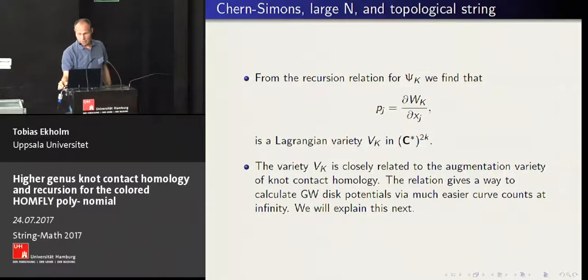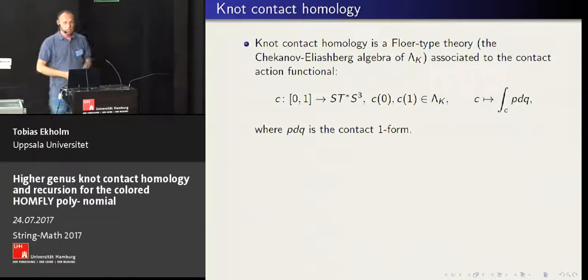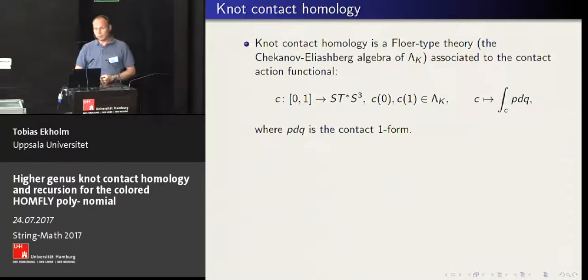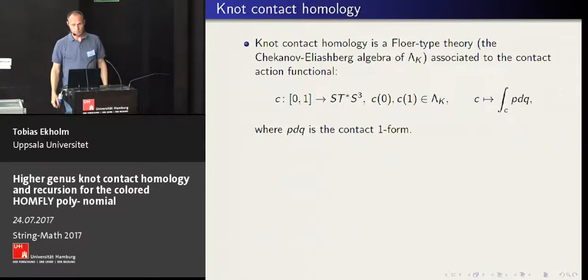So that's the main starting point for all this story. And I will try to explain what this augmentation variety is next. So for that, we need to understand what knot contact homology is. Knot contact homology is a Floer theory, which is known either as Legendrian contact homology or maybe just Chekanov-Eliashberg algebras, applied to the Legendrian conormal of the knot or link.